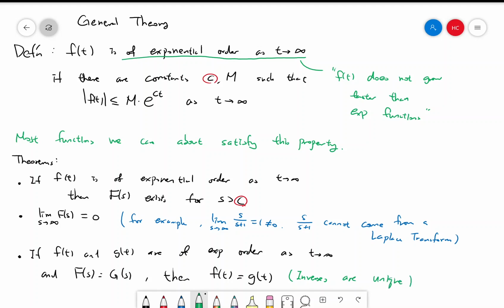Okay, so that's it for section 10.1, and we will talk about how to use Laplace transforms to solve differential equations in the next section.